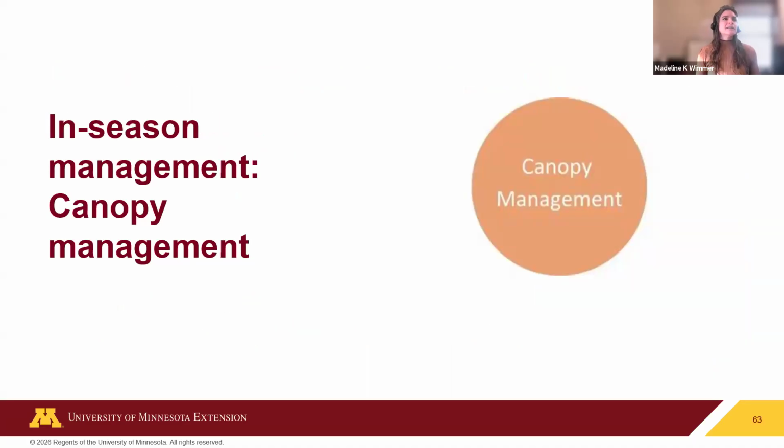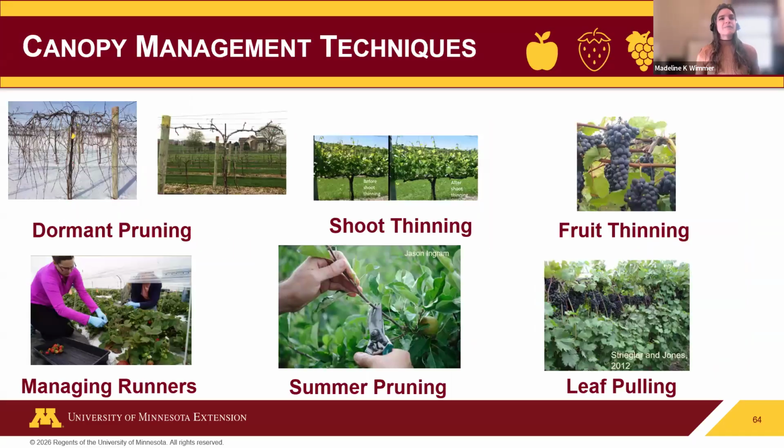What is canopy management? You may have heard this term before. Canopy management really has to do with in-season practices to manage the canopy of your fruit crop. And a crop like grapes has a lot of different tasks that can be considered canopy management. You might be thinning shoots early on in the season to try to control how many shoots you have per foot of your trellis system. And that's a really great practice to do, especially when they're really early.